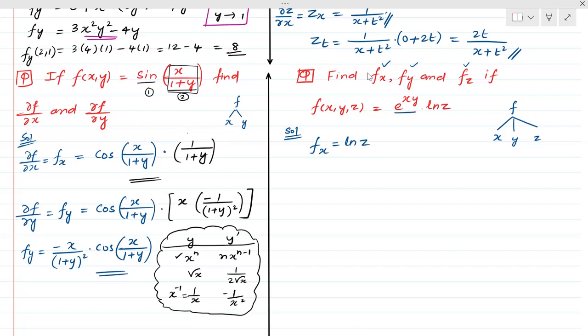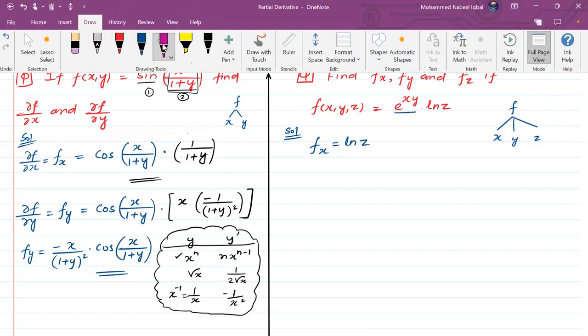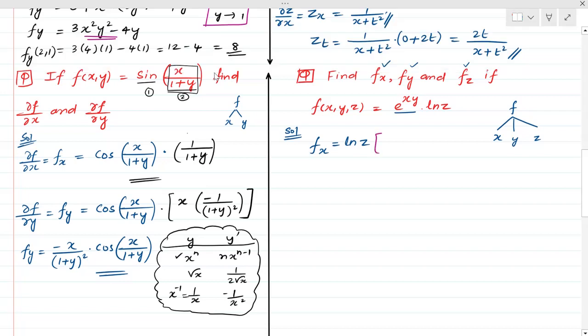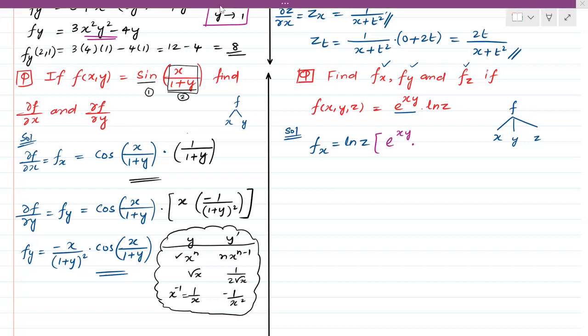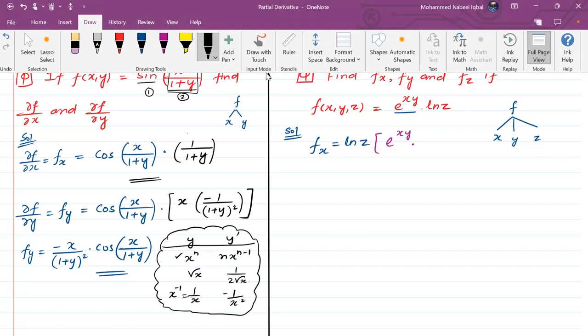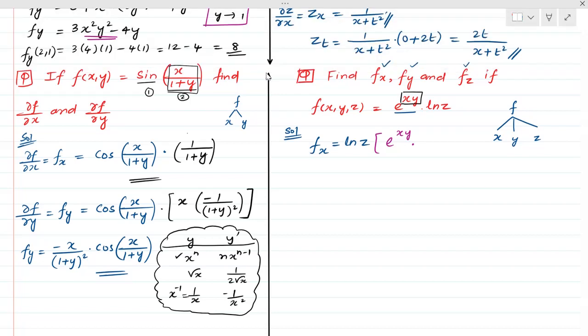Now differentiate only this part. What is the differentiation of this one with respect to x? First you have to differentiate the e, then inside. This is a chain rule. e power x is e power x as it is. When you differentiate inside, with respect to x, x becomes 1, you will get y. This is a chain rule.